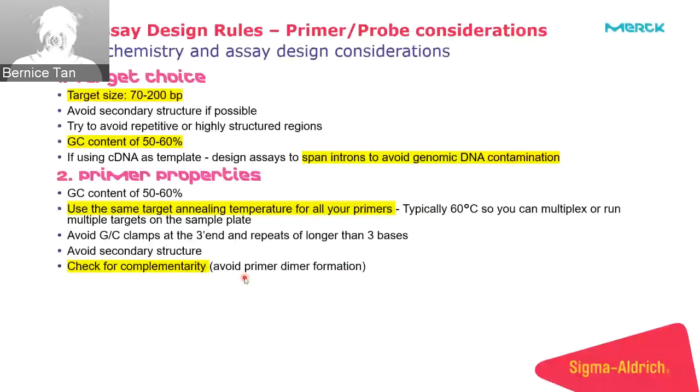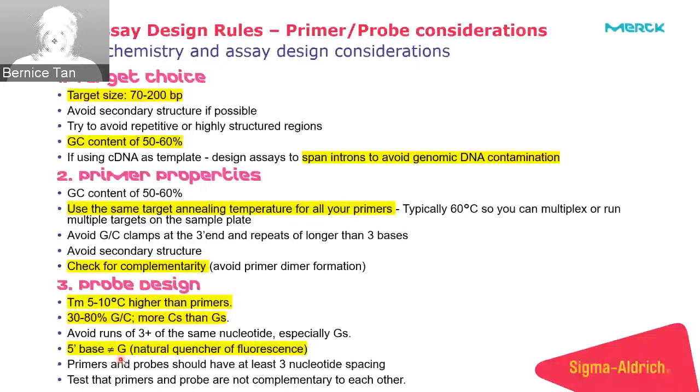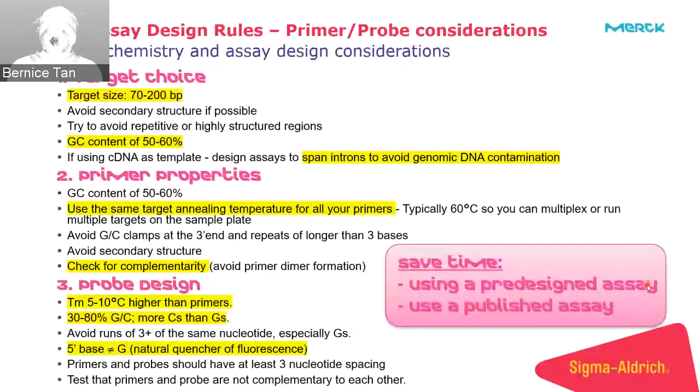If you're designing a hydrolysis probe assay, you want your probes to be 5 to 10 degrees higher than your primers, your GC content to be 30 to 80%. You also want to avoid ending your probe design with a G because that acts as a natural quencher. So there's a lot to consider here. You can save some time by using a pre-designed assay, such as our Kickstart pre-designed SYBR Green assays or probe assays, or you can pick a published primer probe design. My suggestion here is whichever method you choose, always validate your qPCR assay.